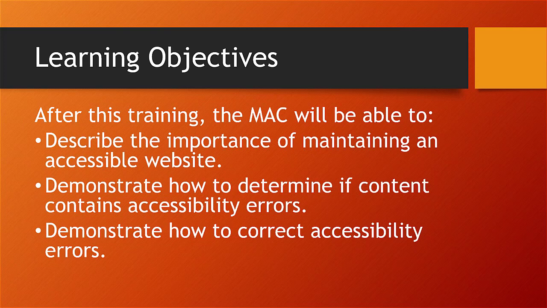The second section introduces the MAC to Total Validator Basic, a tool for determining if content contains errors. This objective is evaluated at the end by the learner downloading the tool and taking a screenshot to verify this. The third section shows the learner how to correct 2 common types of errors in a step-by-step simulation. This objective is evaluated by providing a URL with content needing correction and asking the MAC how she would correct that error.